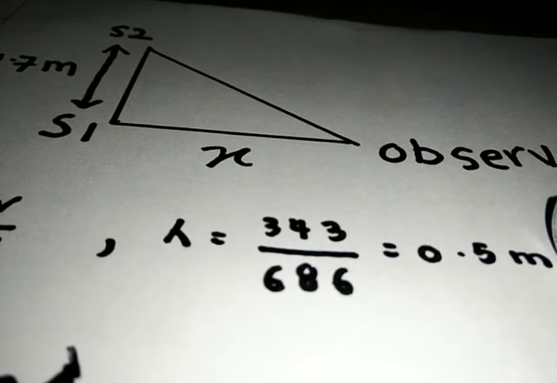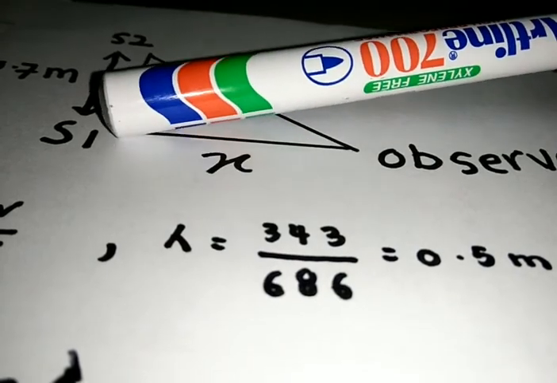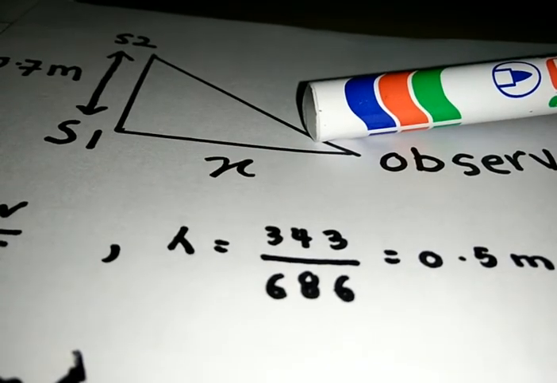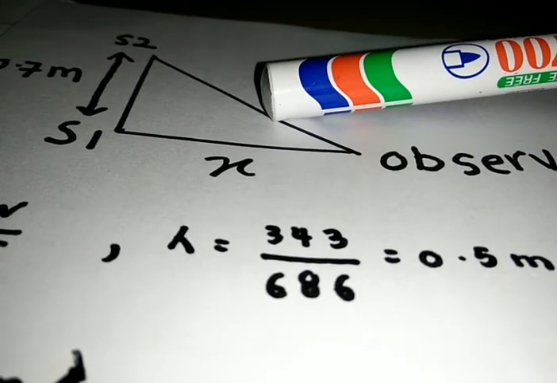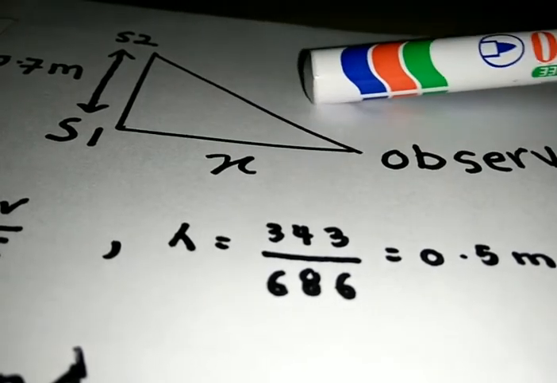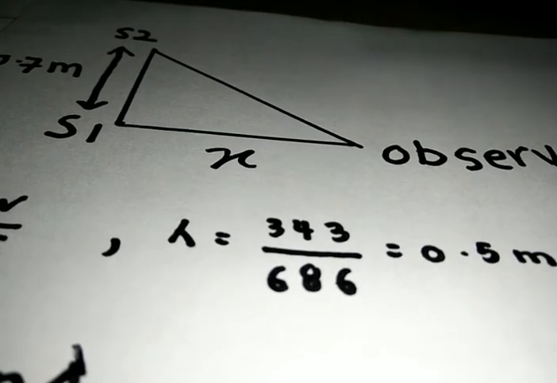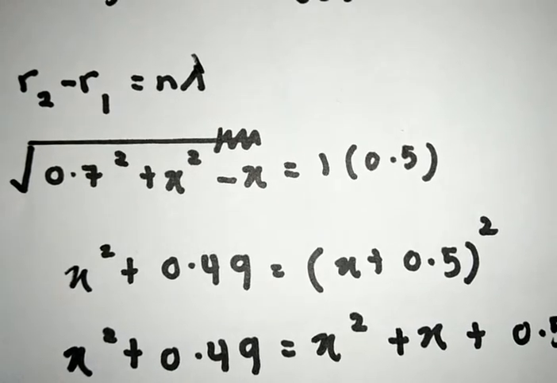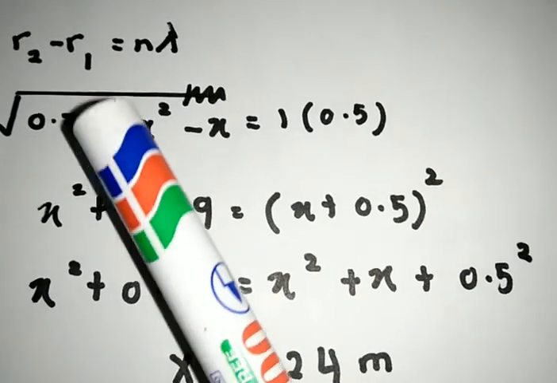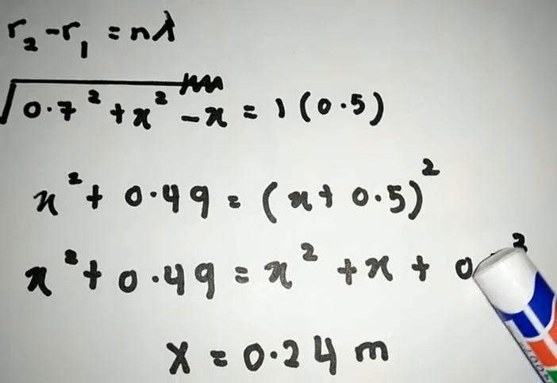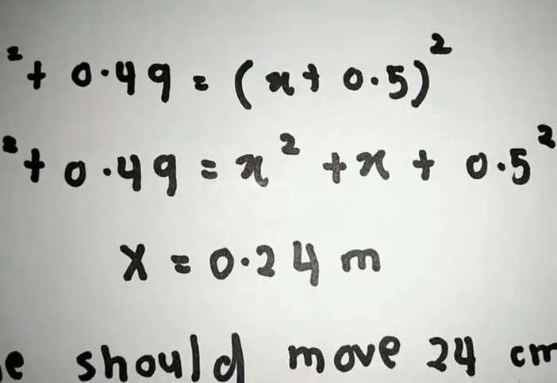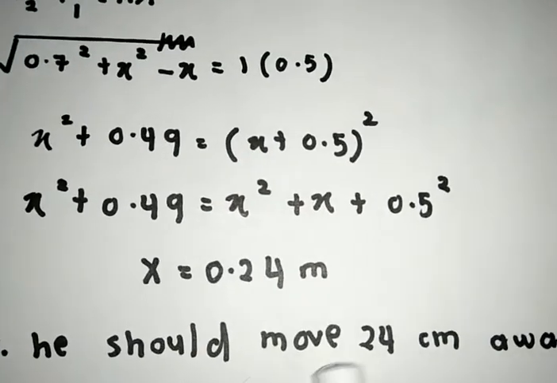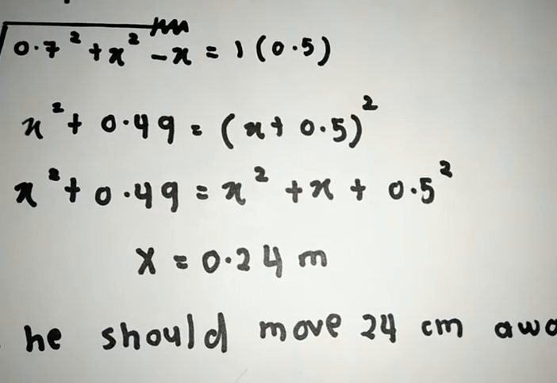This means that if the distance from the first speaker is x, the path length along the hypotenuse is x plus 0.5, and the Pythagorean theorem tells us that the equation will be like this. So when we solve the equation, we get the answer is 0.24 meter. Thus he should move 24 cm away.